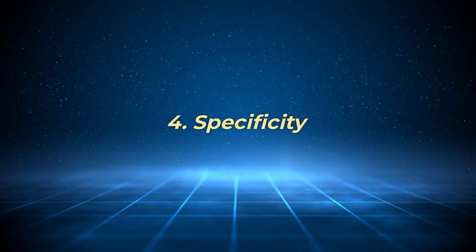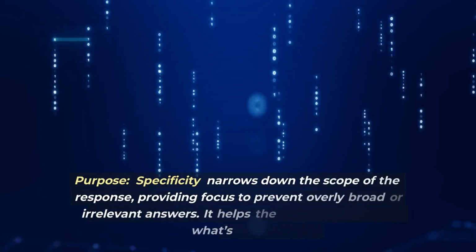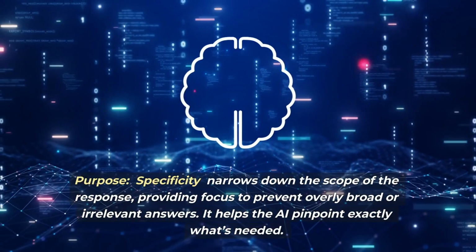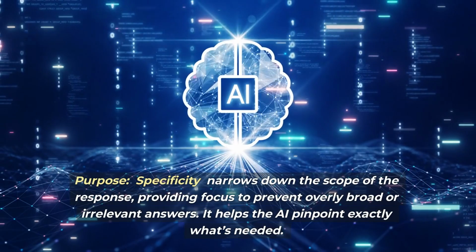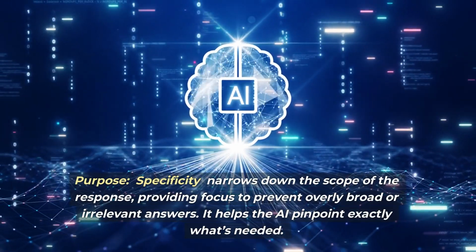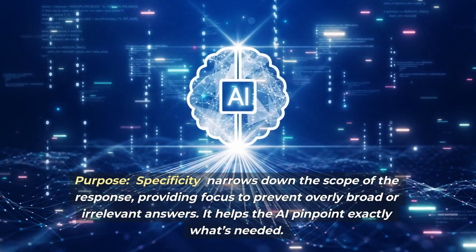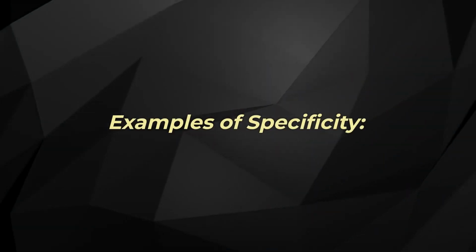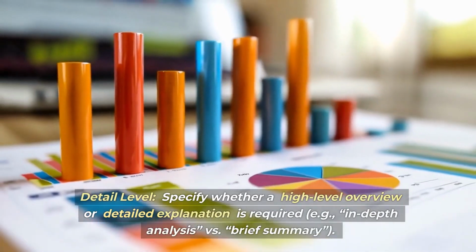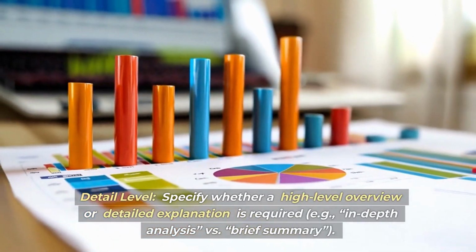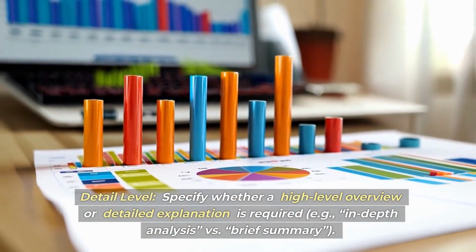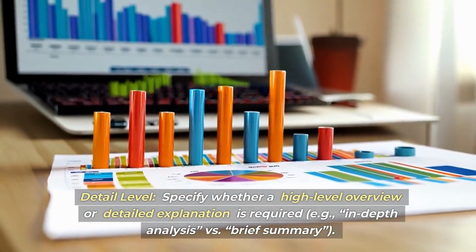4. Specificity. Purpose. Specificity narrows down the scope of the response, providing focus to prevent overly broad or irrelevant answers. It helps the AI pinpoint exactly what's needed. Examples of specificity. Detail level. Specify whether a high-level overview or detailed explanation is required, e.g., in-depth analysis versus brief summary.